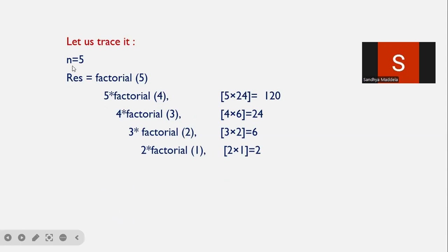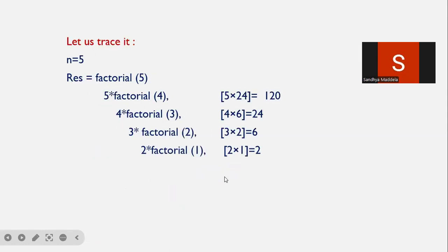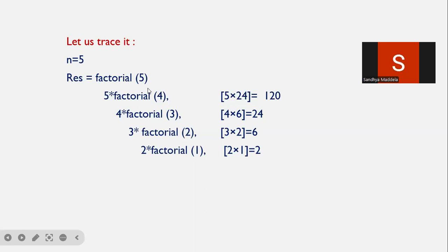Here we are taking n as 5. n into factorial of n minus 1, that is 5 into factorial of 5 minus 1, meaning 4. Here we see 5 is not equal to 0 and 5 is not equal to 1, so the condition is false. We go to the else part. So now 5 into factorial of 5 minus 1, that is 4.